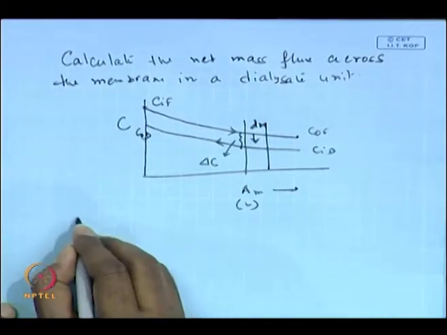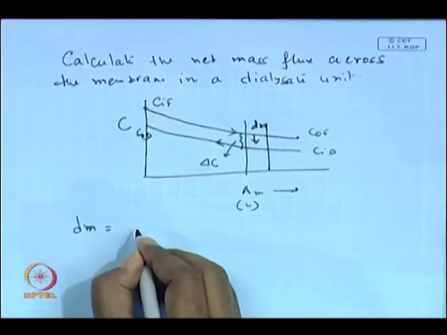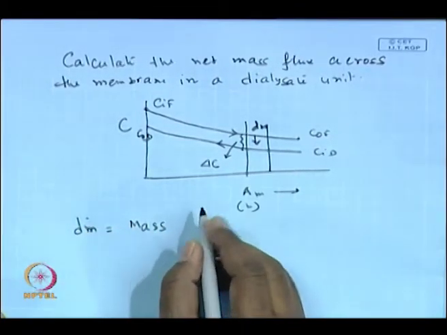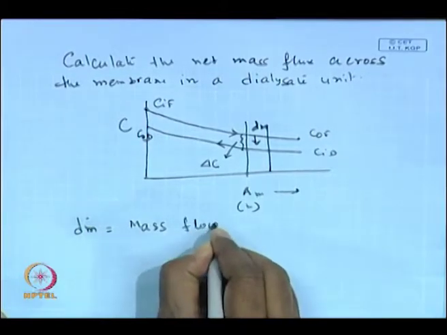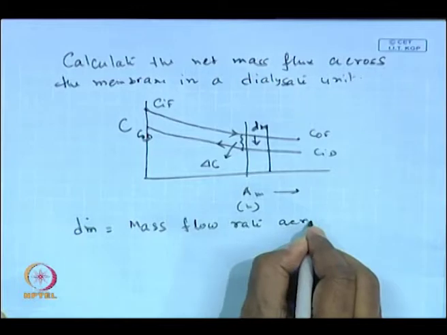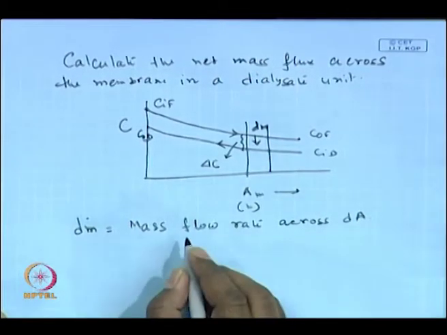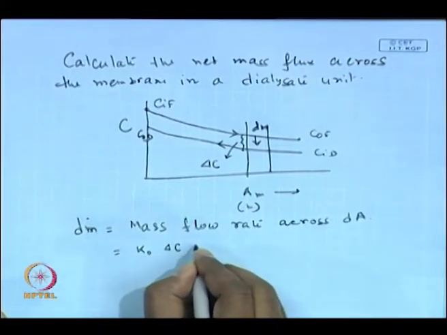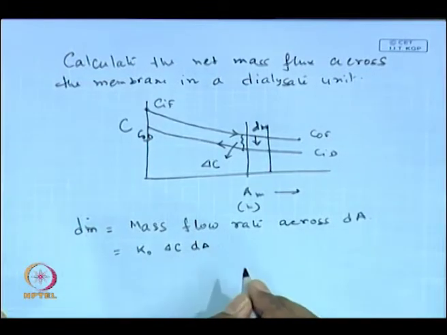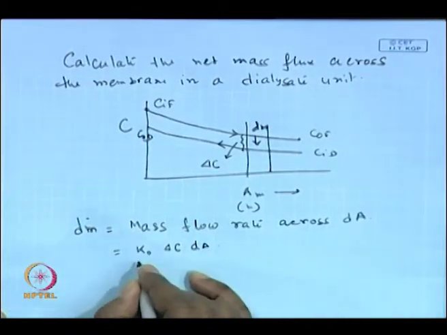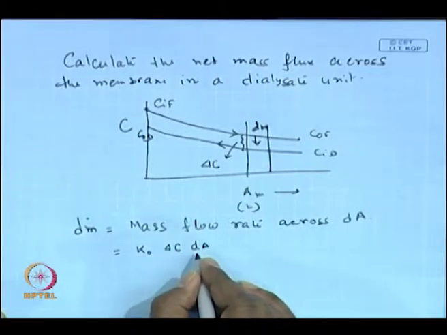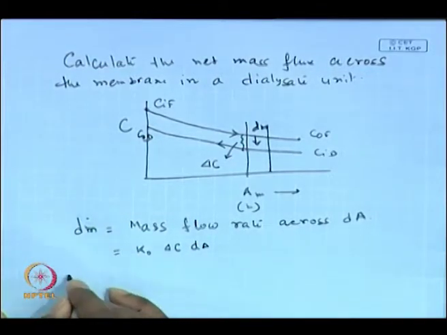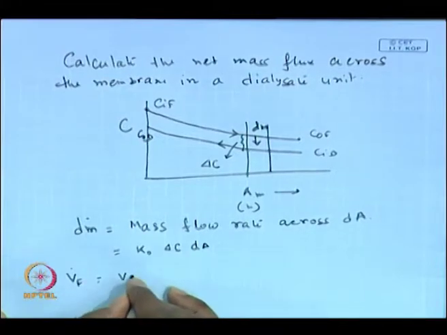So, let us write down what these quantities are. What is this dm? It is nothing but dm dot, because it is the mass flow rate per unit time across the differential element dA. And what will that be? It will be nothing but K0 times delta C times dA. So, that is the mass transfer coefficient multiplied by delta C multiplied by the area of mass transfer. That will give you the total mass flow rate across the differential element, and we write Vf dot as the volumetric flow rate of the feed.